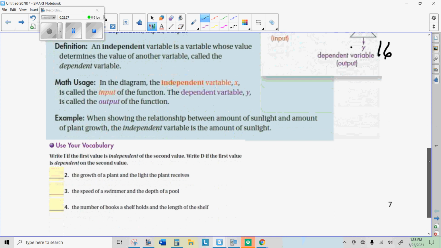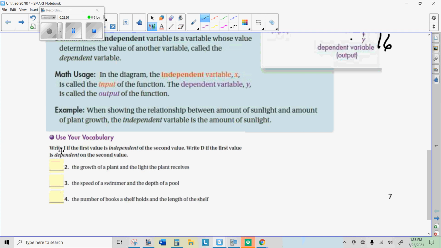Read these here and write I if the first value is independent of the second value, D if the first value is dependent on the second value. Here's what I got. The growth of a plant depends on the light received, so the growth is dependent. The speed of a swimmer is independent of the depth of the pool. You can swim just as fast, unless the pool is only like an inch deep, then it gets a little harder. The number of books a shelf holds depends on the length of the shelf.